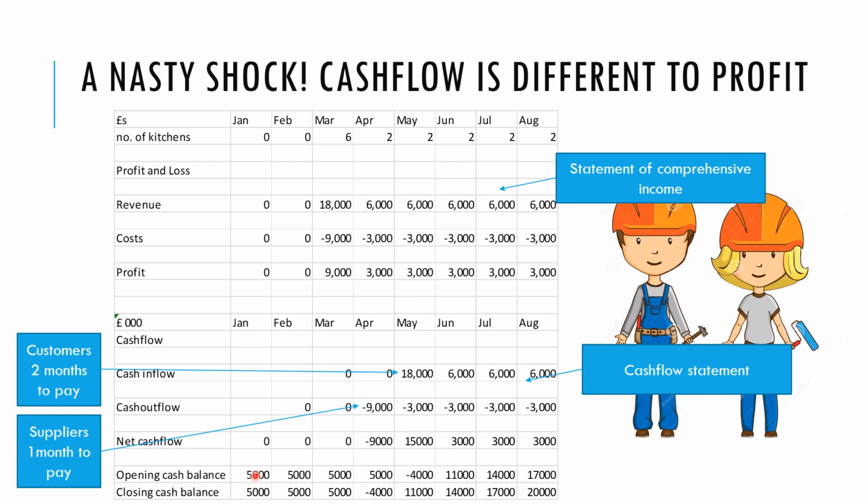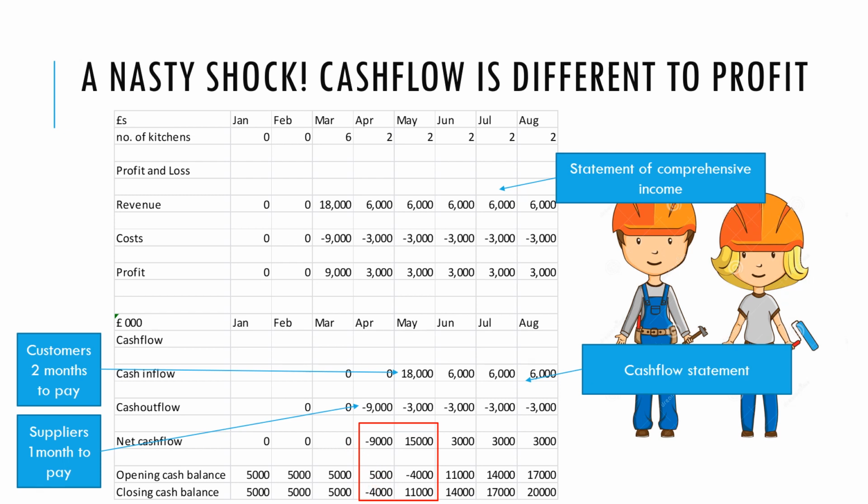So they start with £5,000, and this doesn't really change until April when they pay out the £9,000. Now, all of a sudden, we have a bit of an issue here. The closing balance is minus £4,000. Is that possible? They're trying to pay out £9,000, but they've only got £5,000 in the bank.